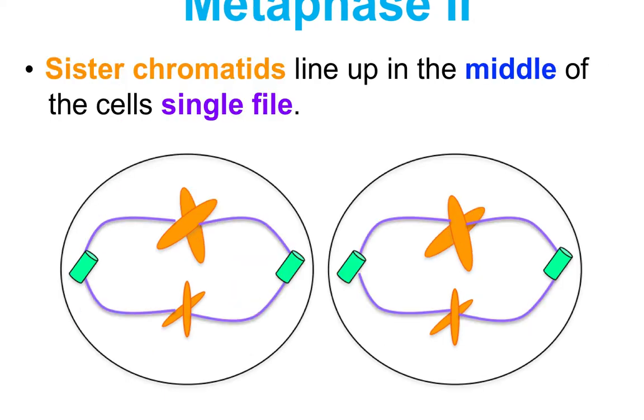Sister chromatids, they're going to line up in the middle, once again, metaphase 2. And these sister chromatids, when they line up in the middle, it's kind of like that single file. But in metaphase 2, we have two cells right here, and these centrioles are out, that is spindle fibers. They're attaching to the centromere on that chromosome and the centromere on the other sister chromatid.